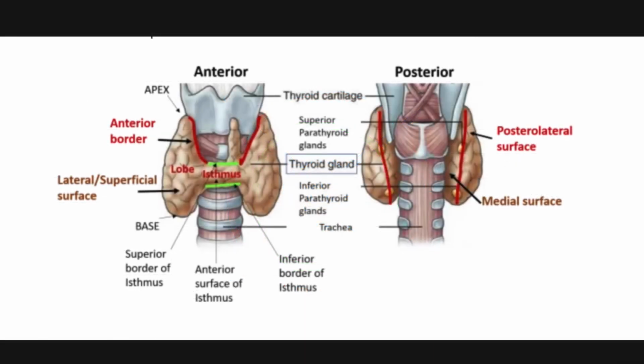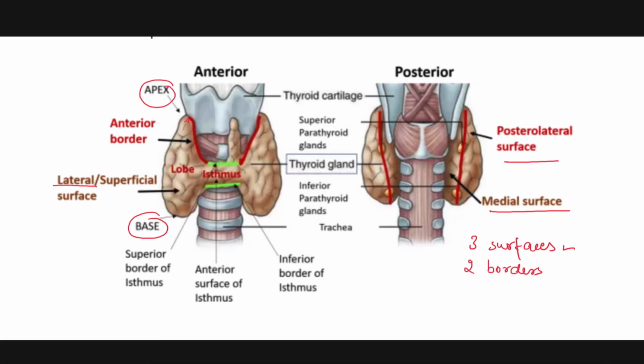Coming on to the relations, each lobe of thyroid gland is conical in shape and has apex, base and 3 surfaces. So this is the apex, the base, and it has 3 surfaces and 2 borders. 3 surfaces के अंदर we have the medial surface, the posterolateral surface and the lateral surface. Lateral surface is also known as the superficial surface. The apex is directed upwards. Apex ऊपर की तरफ होगा.